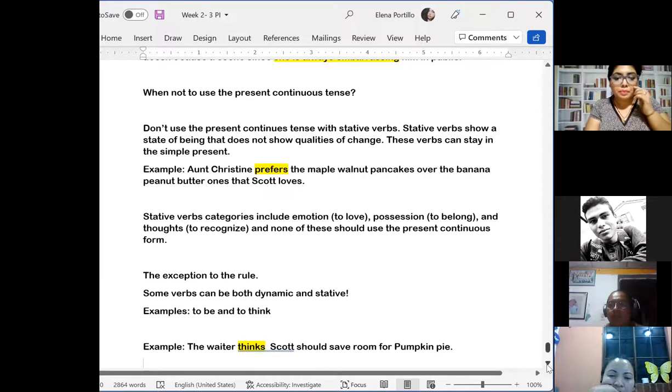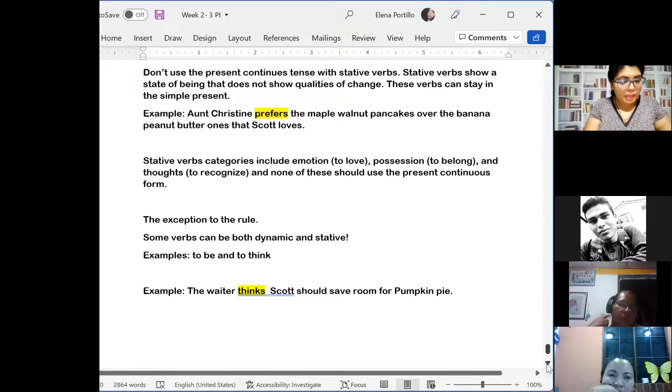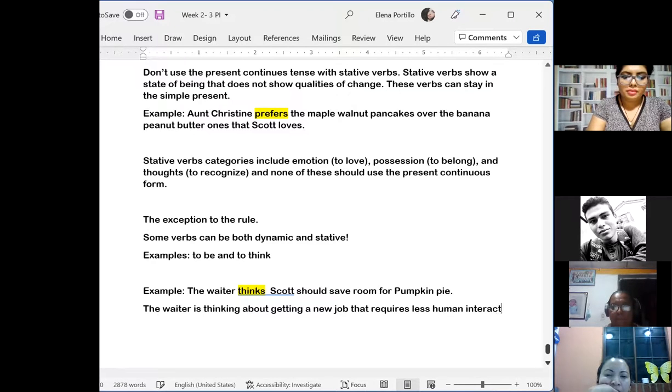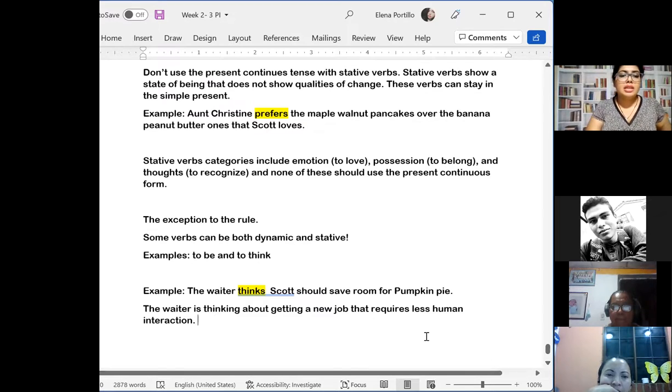But the same example is like this. The waiter is thinking about getting a new job that requires less human interaction. So we have here, is thinking, está pensando. In this case, he is doing or performing something. So in that case, we have the dynamic verb that is in present continuous.